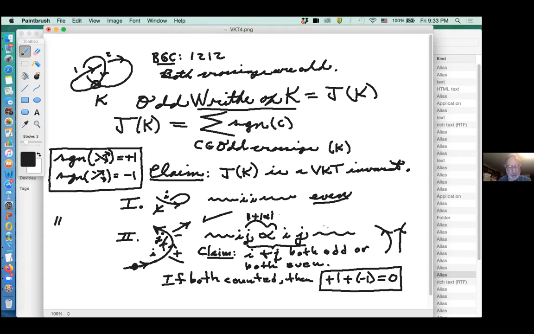And I will leave it as an exercise to check invariance of this under the third Reidemeister move. And you'll find it's true that it's invariant under the third Reidemeister move as well. And so therefore, it is an invariant of virtual knots. And let's see what we can do with it.